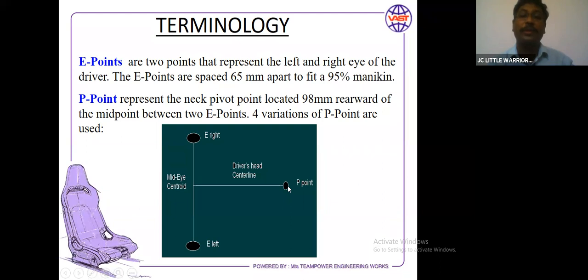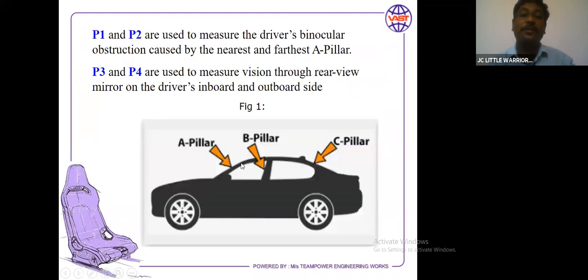So for P1, on the right side, if the driver is sitting on the right side of the car, how much can the driver see on the right side? That is the B pillar, A pillar, right side and left side. And from the left side A pillar to the right side A pillar, how much can he see with both eyes? Those are the points P1 and P2.